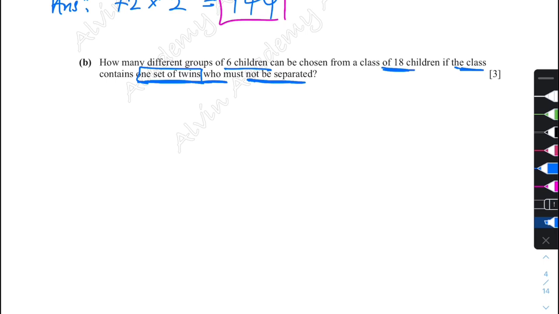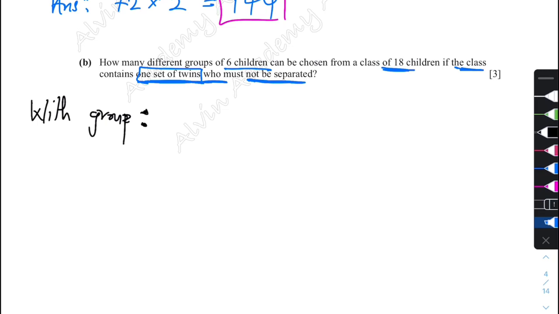You must not separate them. So don't put one on the group and one not on the group. It's either they are both on the group or they are both not there. All right. So let's deal with the case where all of them are with the group. Okay. So with the group, that means that we have selected those two twins already.